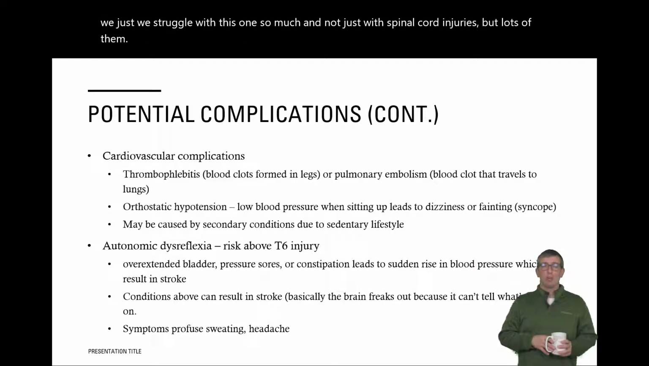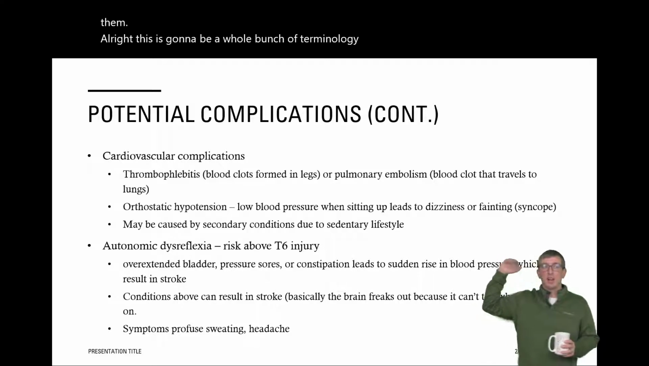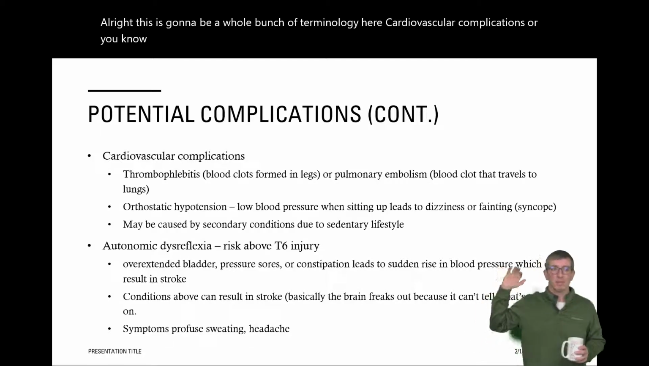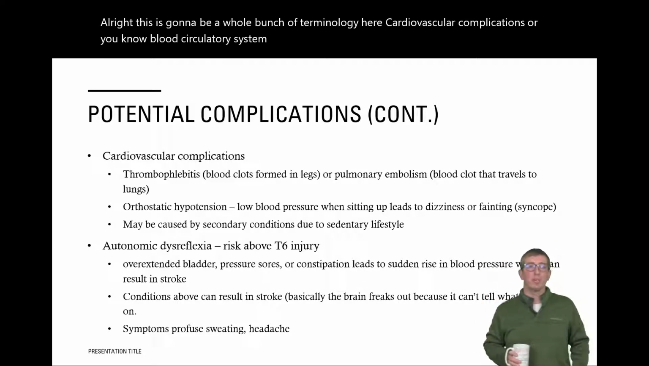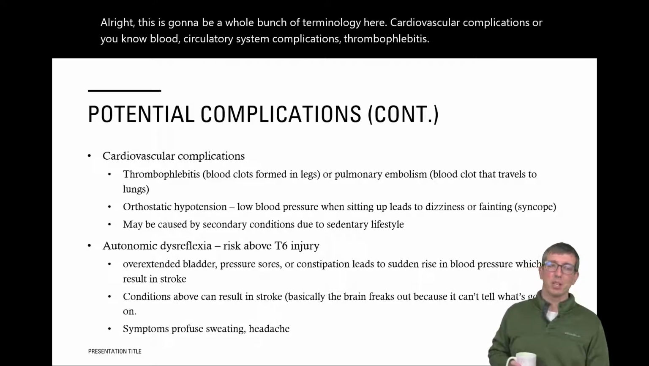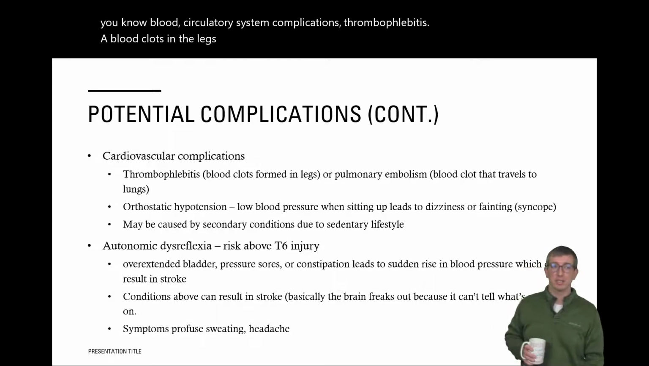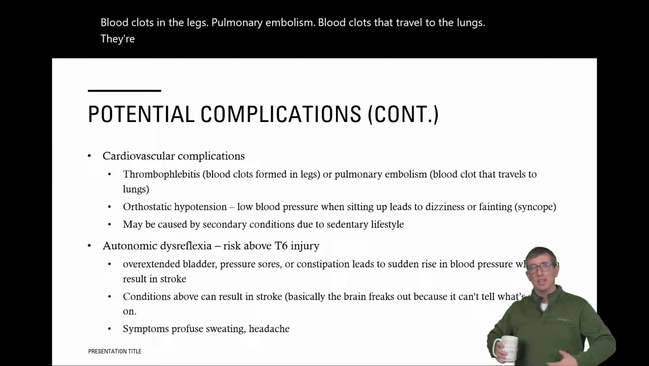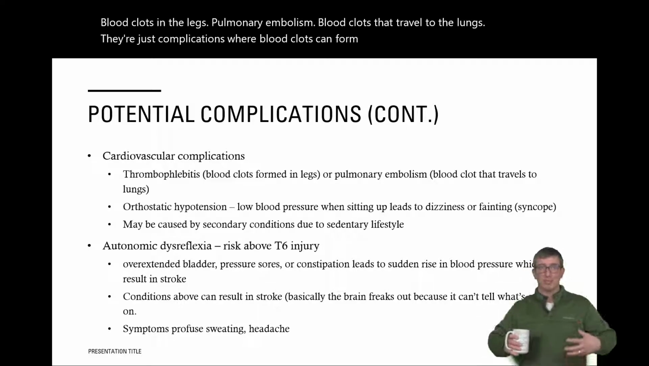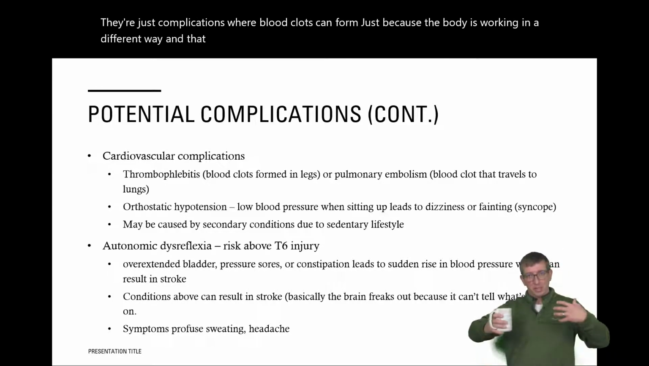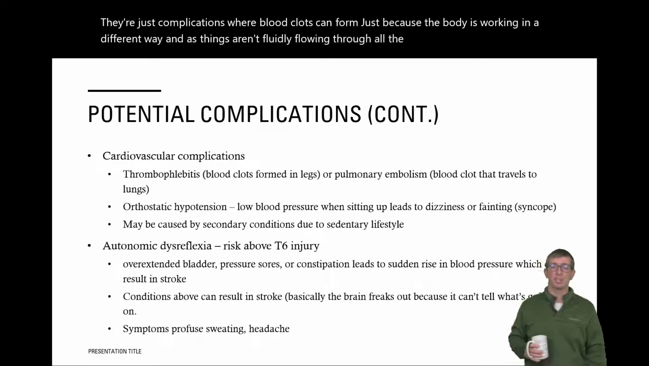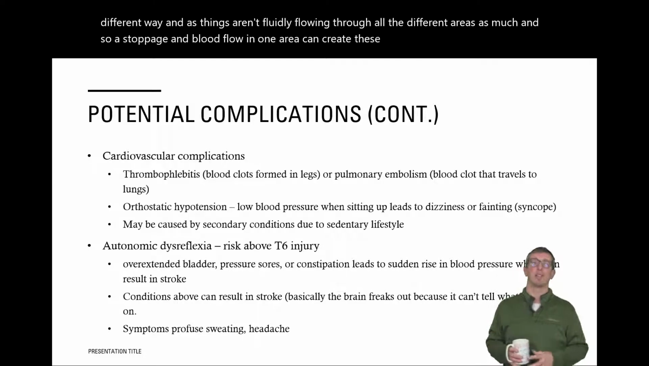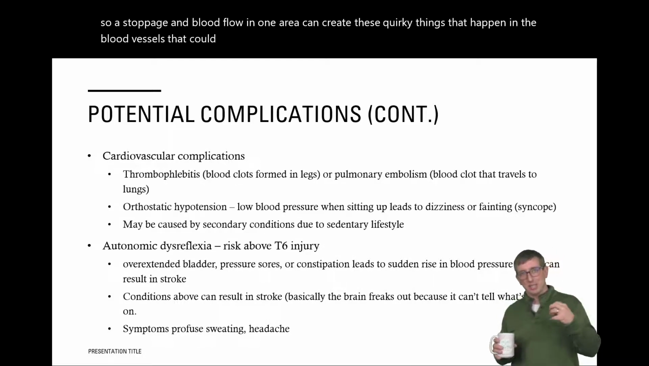All right, this is going to be a whole bunch of terminology here. Cardiovascular complications, or blood circulatory system complications: thrombophlebitis, blood clots in the legs, and pulmonary embolism, blood clots that travel to the lungs. These are just complications where blood clots can form because the body is working in a different way and things aren't fluidly flowing through all the different areas as much. So a stoppage in blood flow in one area can create quirky things in the blood vessels that could potentially lead the blood to clot.